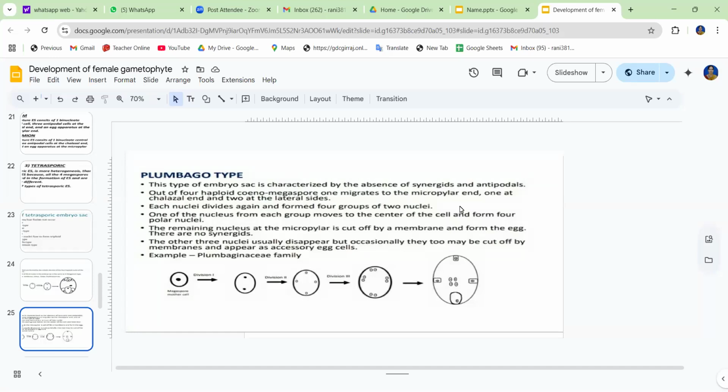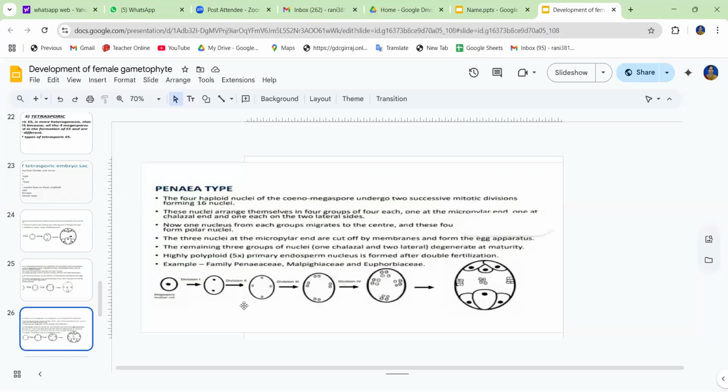So one nucleus from each group can move to the center portion of the cell, and they will form the 4 polar nuclei. The remaining nucleus at the micropylar end is cut off by a membrane, and it will form the egg cell. There are no synergids. The other 3 nuclei usually disappear or disintegrate, but occasionally they may be cut off by membranes and appear as accessory egg cells. For example, the Plumbaginaceae family.